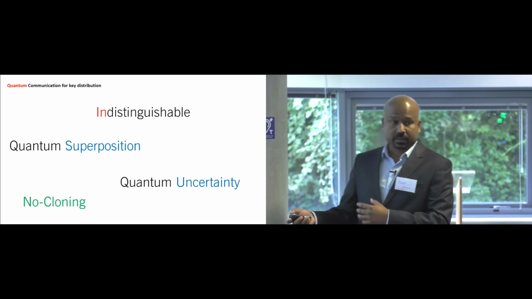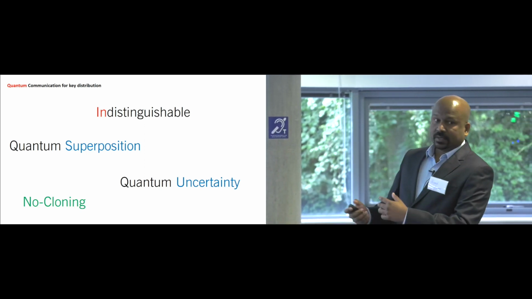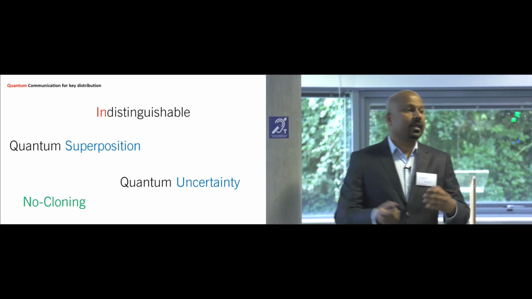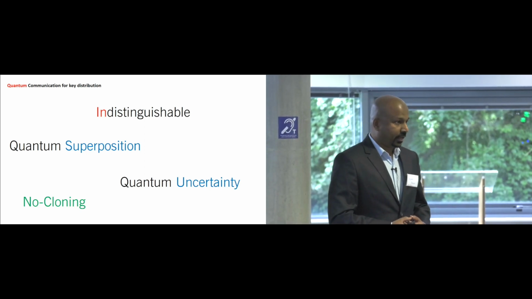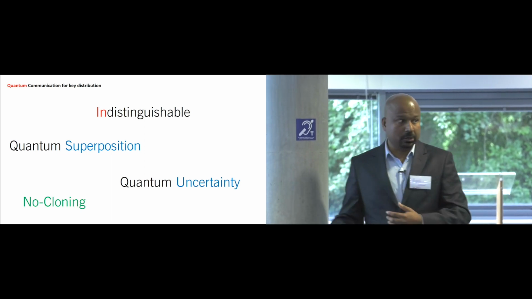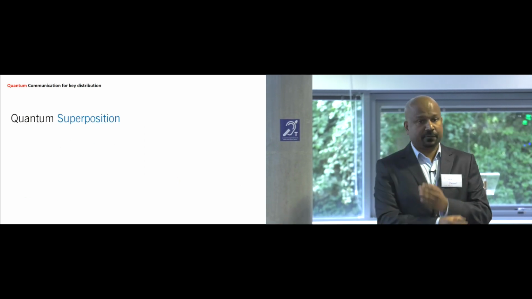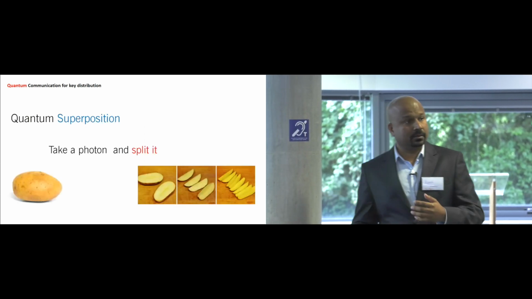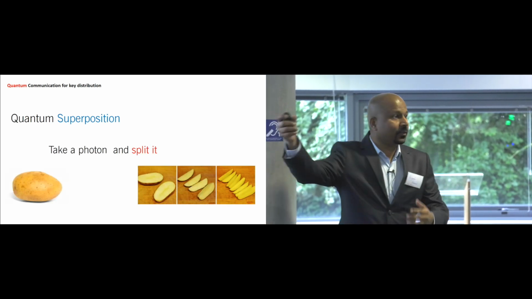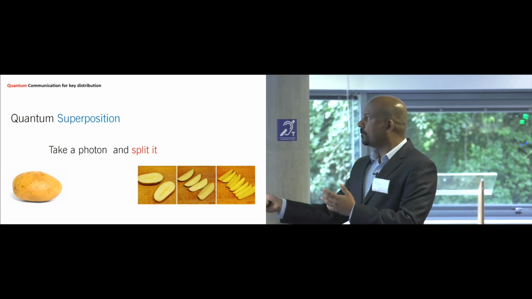We make it with quantum superposition. Quantum uncertainty: you don't know exactly what quantum state you sent, so no one can make a copy of it except the legitimate user. It's called no cloning. So how do you make a quantum superposition? You take a photon and split it, so you get different dimensionality of this quantum state. This is the simplest way, but let's see.